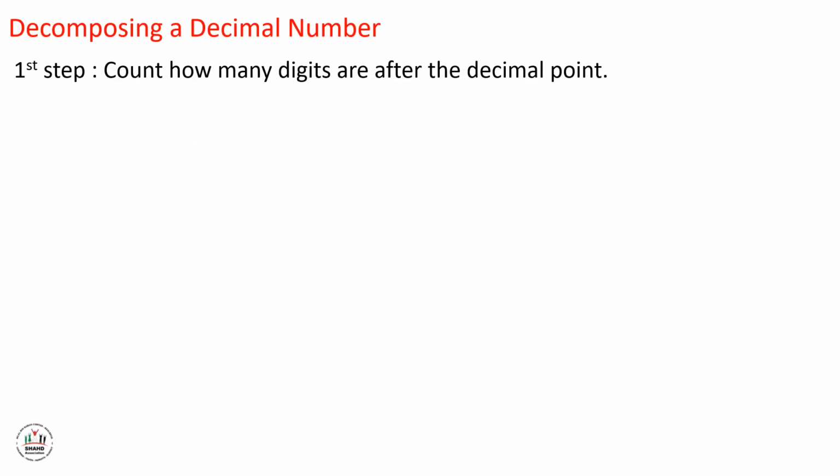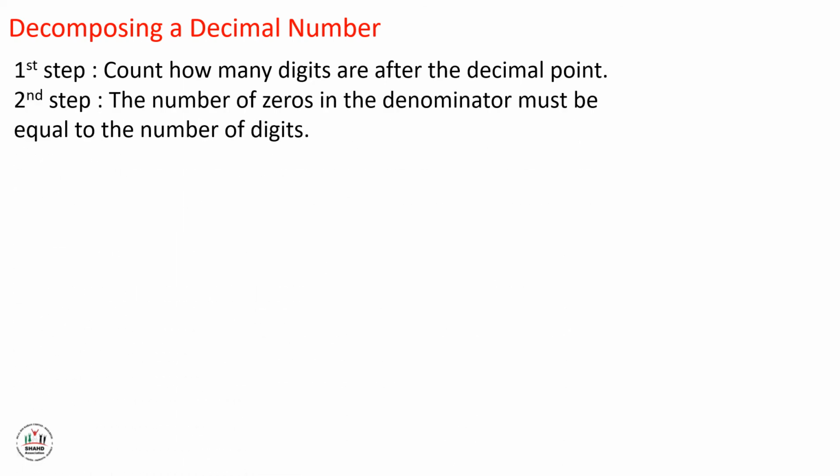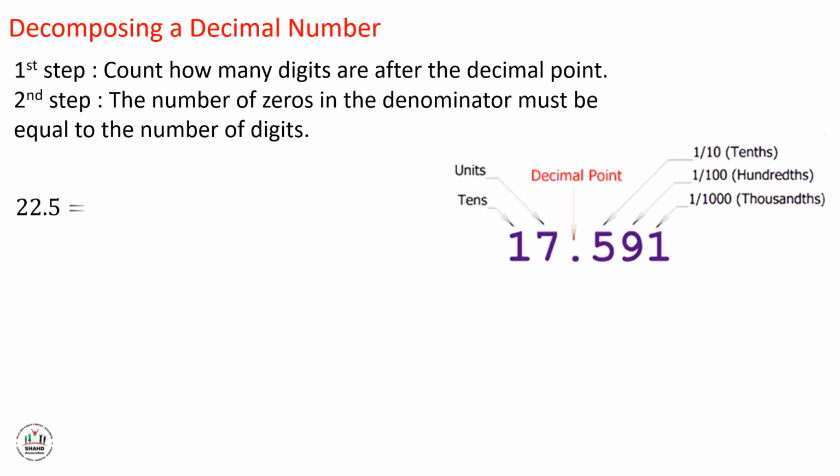Decomposing a decimal number. We need to follow these steps. First step, count how many digits after the decimal point. Second step, the number of zeros in the denominator must be equal to the number of digits. Let's see what this means.